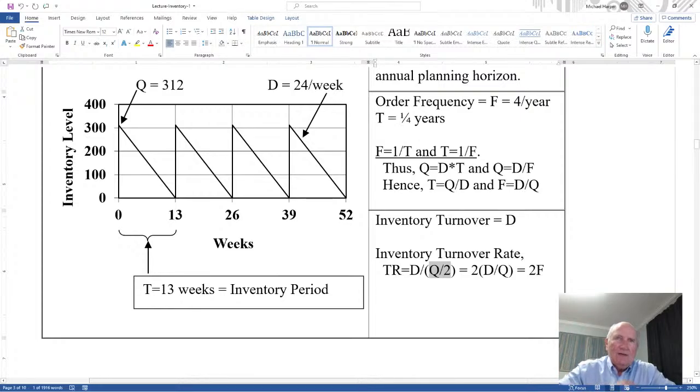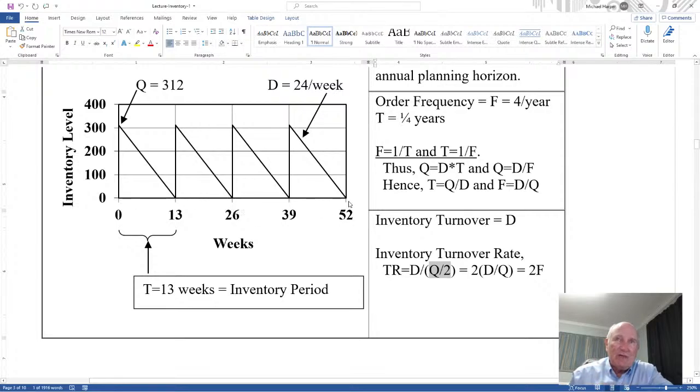Okay, so our average inventory is 156. So what's our turnover rate in this first quarter? Well, the first half of the quarter, I turn over my average inventory. The second half of this quarter, I turn over my average inventory. So over 1 quarter, I've turned over my average inventory twice, so my turnover rate is 2. So every quarter it's going to be 2. 6 months, my turnover rate is 4.